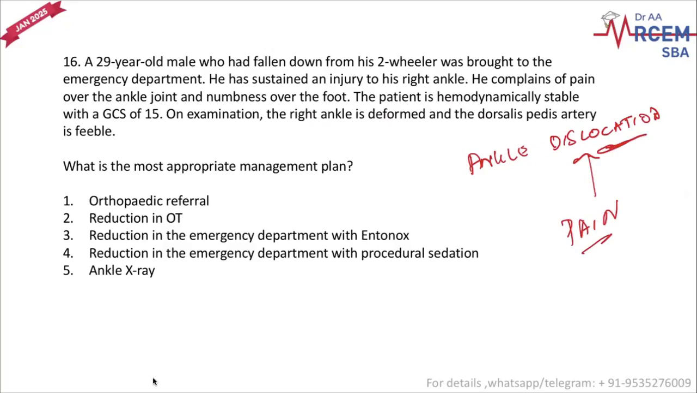So for the reduction, there are two options here in the ED. One is with Entonox, one is procedural sedation. The right one is the fourth one, with procedural sedation. Only with Entonox, it doesn't give enough pain management. Along with it, if there was morphine, an IV painkiller, you can do it. Entonox and morphine in combination, you can reduce the ankle joint. If that is not given in the options, that's why we are selecting procedural sedation.